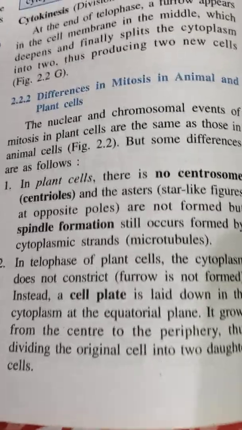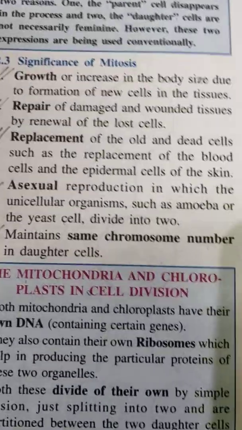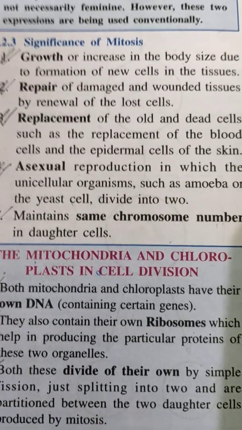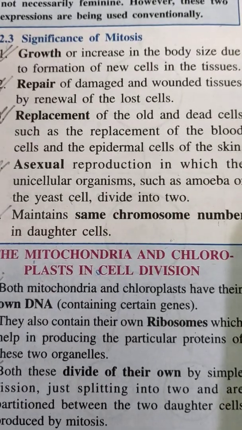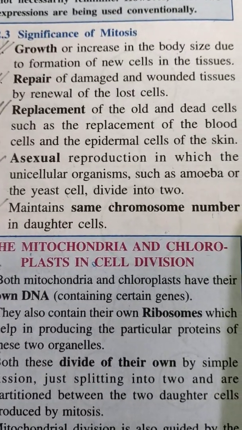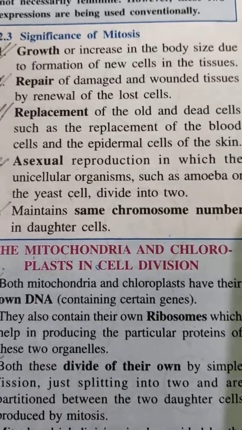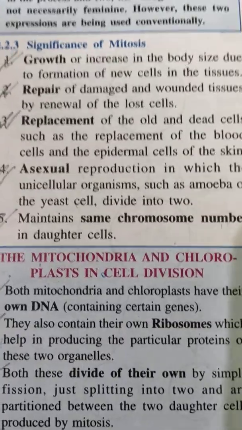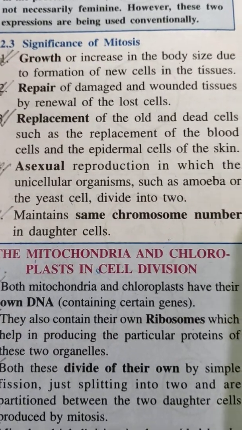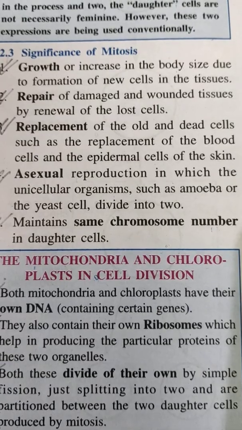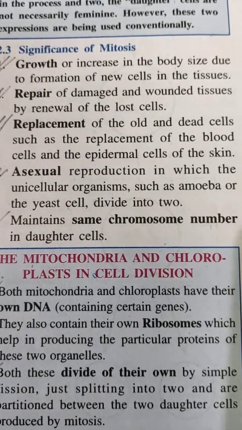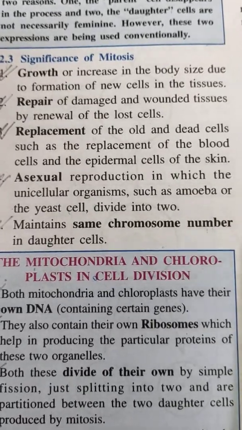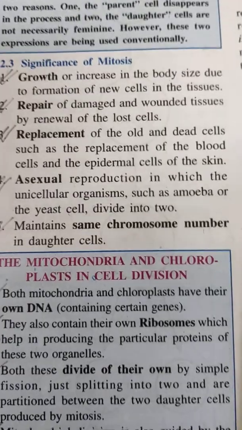Now, what is the significance of mitosis? Very, very important for your boards. Growth or increase in the body size, repair of damaged and wounded tissues, replacement of the old and dead cells, asexual reproduction in the unicellular organisms such as amoeba, yeast, etc. And last but not the least, very, very important point, maintains same chromosome number in daughter cells. Because if suppose the parent cell is carrying 23 chromosomes, then the daughter cells will also carry 23 each. Both of them will carry the same number of chromosomes. Clear?